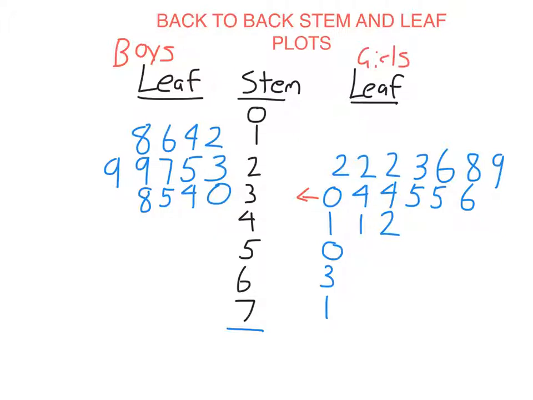For any stem and leaf plot, you need to be given a key. So the key for this will be something like, 6|3 equals 63 seconds. It took this person 63 seconds to complete the race.